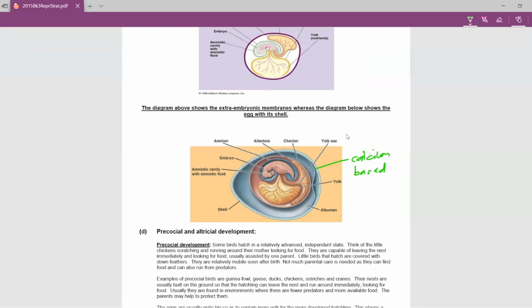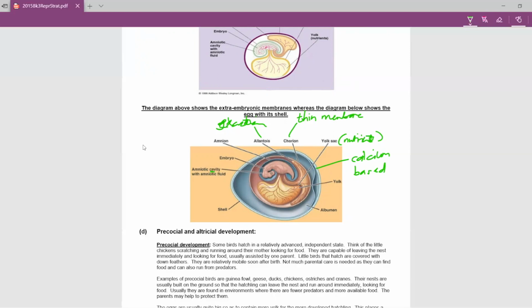The yolk sac has a lot of nutrients, and the nutrients are there to provide energy for the development of the embryo. The chorion is a very thin membrane, and the thin membrane allows for gases to enter and leave for gas exchange. The allantois is another membrane that allows for wastes to be stored. So it allows for waste to be removed and plays a role in excretion. And then the amnion is a thin membrane that surrounds the embryo with amniotic fluid.